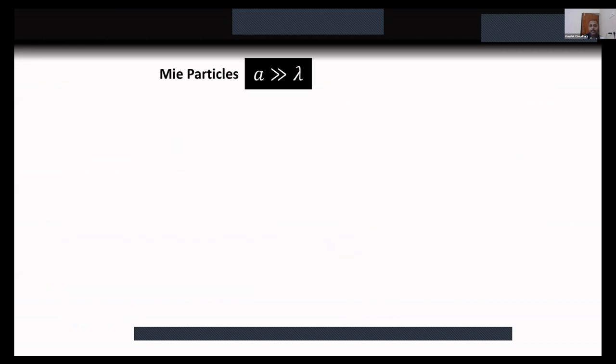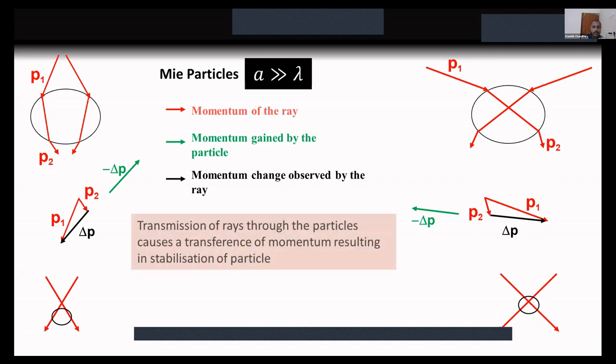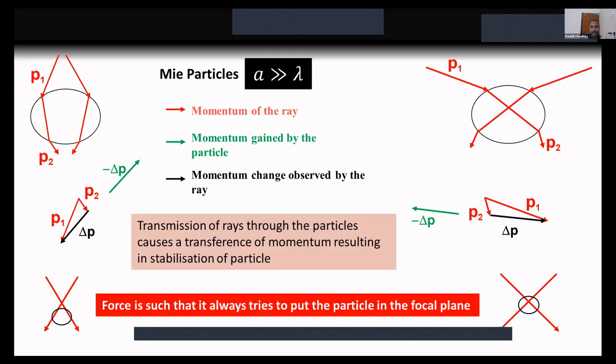There are two kinds of particles on which optical trapping works. First, Mie particles, the particles whose size is larger than the wavelength. For these particles, we can understand this through radiation pressure: a ray passes through a particular medium, and because of the bending of the ray, a certain amount of momentum transfer takes place. That momentum transfer causes the particle to get stabilized at a particular position. Stabilized is probably the wrong word, because the particle keeps having small oscillations because of Brownian motion or thermal fluctuations in the medium, but it always has a tendency to stay at the focus.